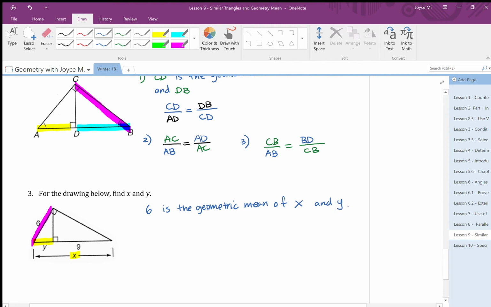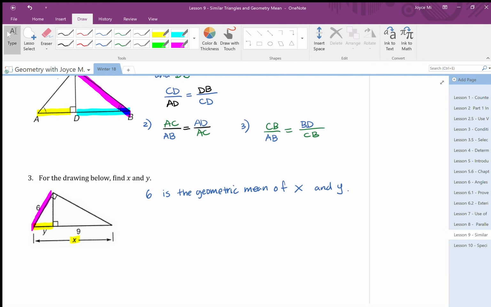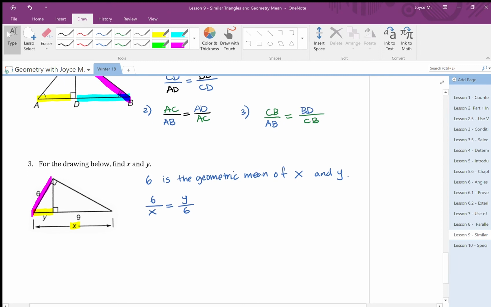Okay, so it tells me I could write this as a ratio. So I say, well, 6 is the geometric mean, which tells me 6 is going to be in the cross product of what? Of x and y. Notice I have x and y in one equation, so I want to rewrite it so I can solve in one equation only. Can I somehow rewrite y and x using what is given?